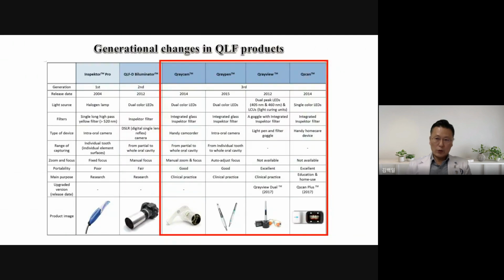So QLF is one of the promising technologies. In 2004, it was first developed for research purposes, but nowadays we have the third generation of the QLF. We can call it the QRay cam. This product lineup is actively used in clinical situations. So today I focused on this topic.